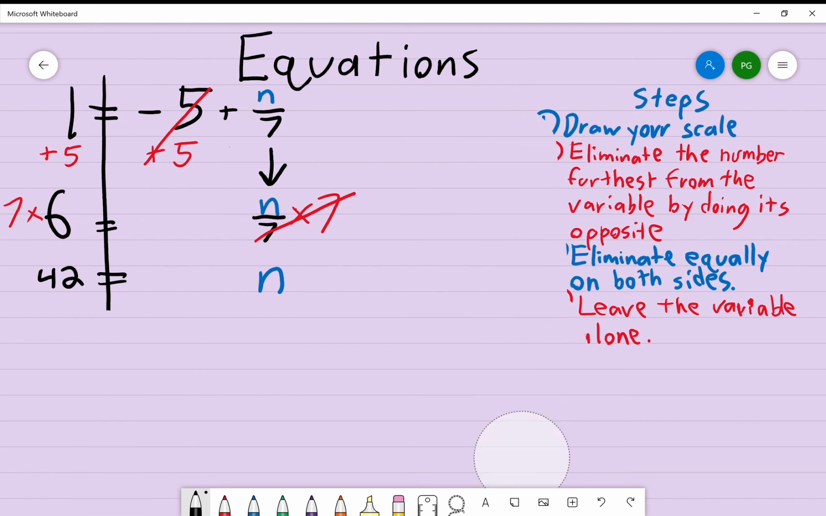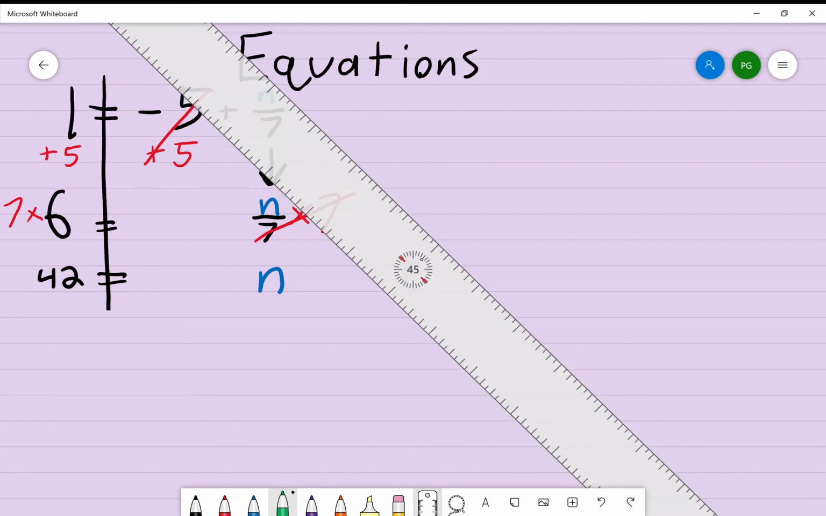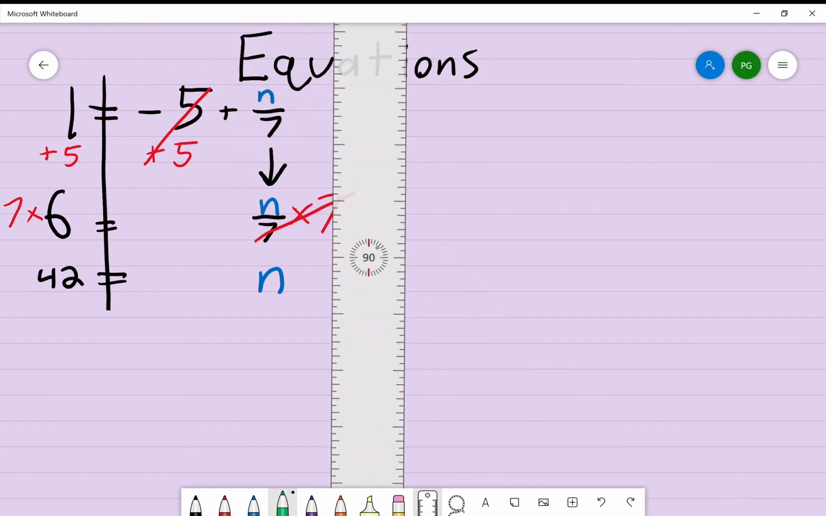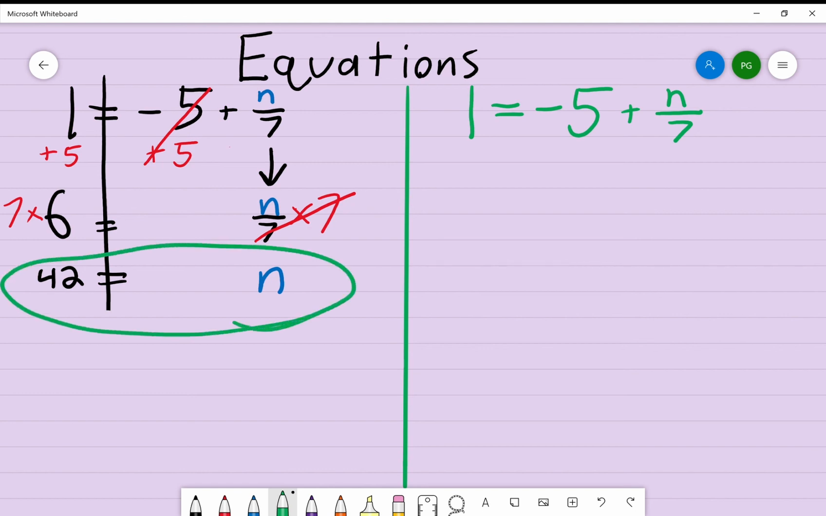All right. Well, to check your work, let's go ahead and be organized. Okay, let's divide our notes here into 2 separate sections. All right, let's go. To check my work, I'm going to rewrite the original equation. 1 equals negative 5 plus n divided by 7. But I'm going to take the n that I found over here on the left, and replace the n with the number. So n equals 42, right? Let me just fill in 42.